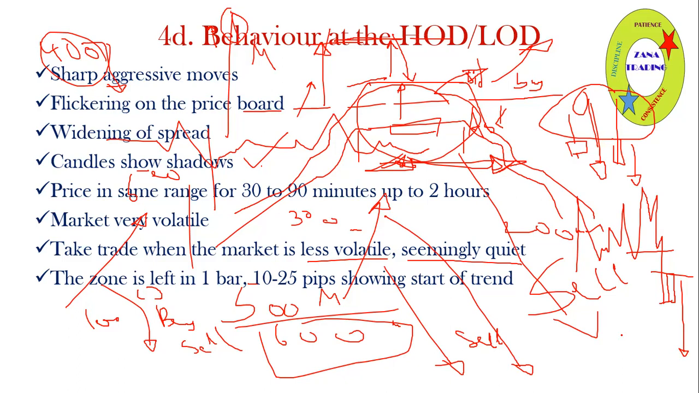So they will leave that zone in one bar, 10 to 25 pips, showing the start of the trend. Some people say when they work the high of the day, maybe you get your pin there, wait for them to move maybe 10 pips away from that pin. Then you know that they are moving. But that also depends on the size of the range in the HOD. Normally if they move 10 pips away from this zone, they've shifted in such a way that everyone who went wrong there is left at a loss.